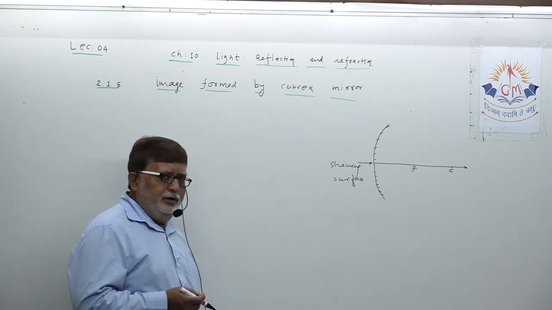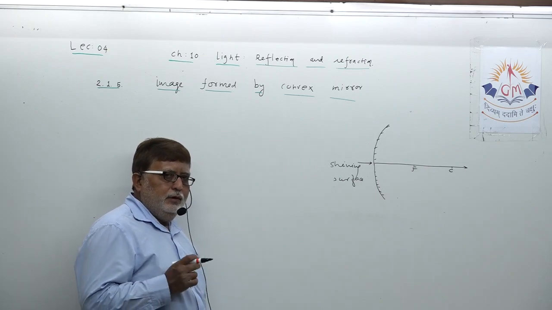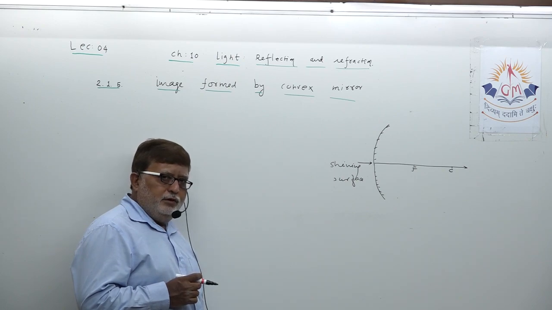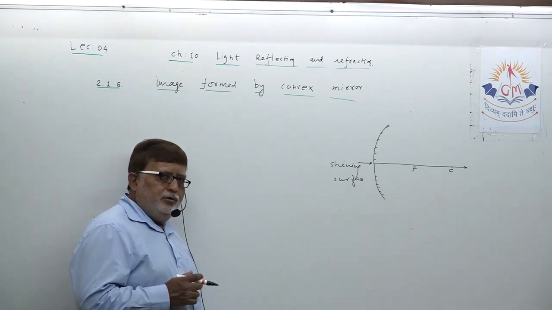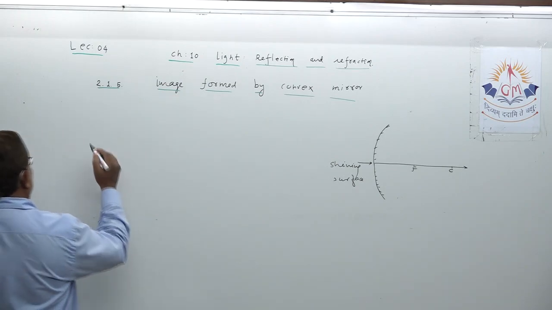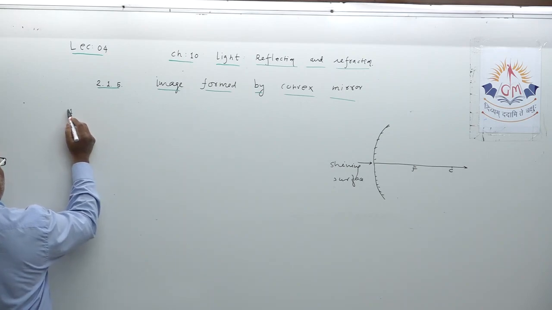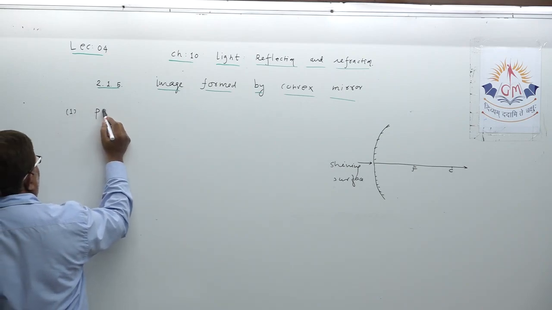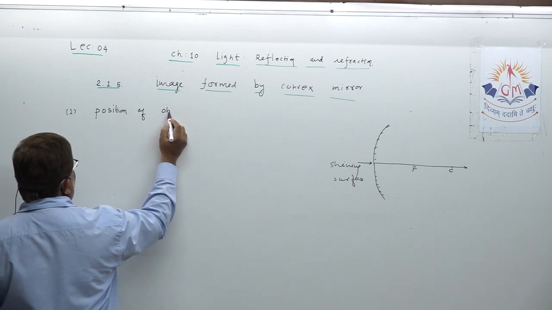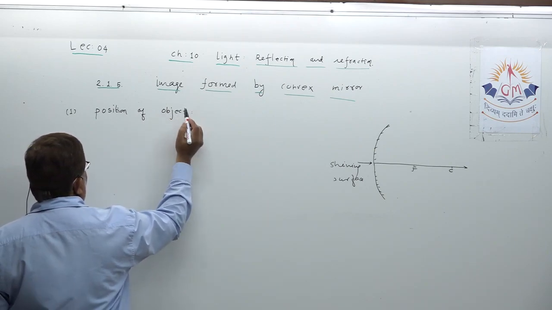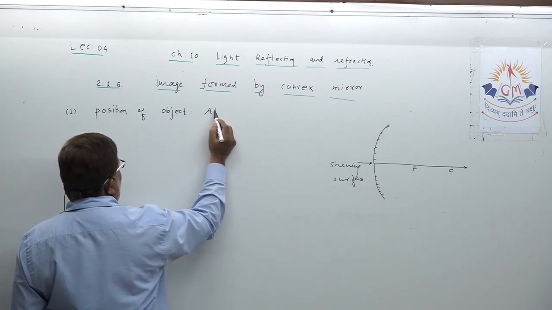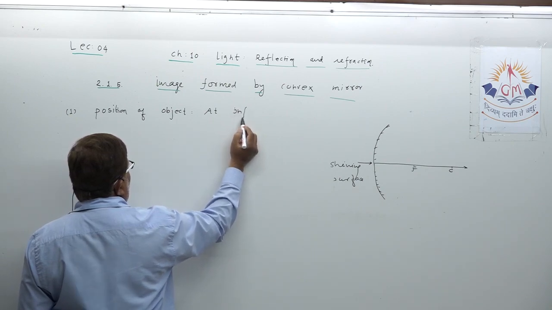So first we will try to understand, as far as images formed by convex mirror are concerned, we are able to get only two types of image. Let us try to study that. The first one: position of object. So dear student, the first one which you have to study is position of object at infinity.